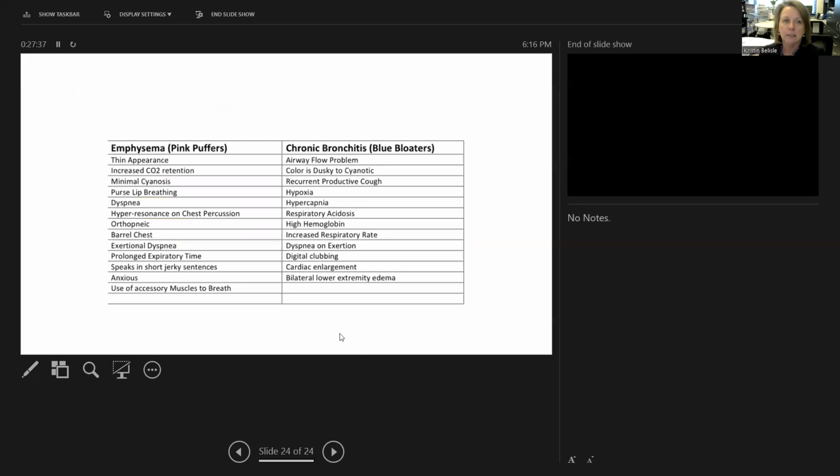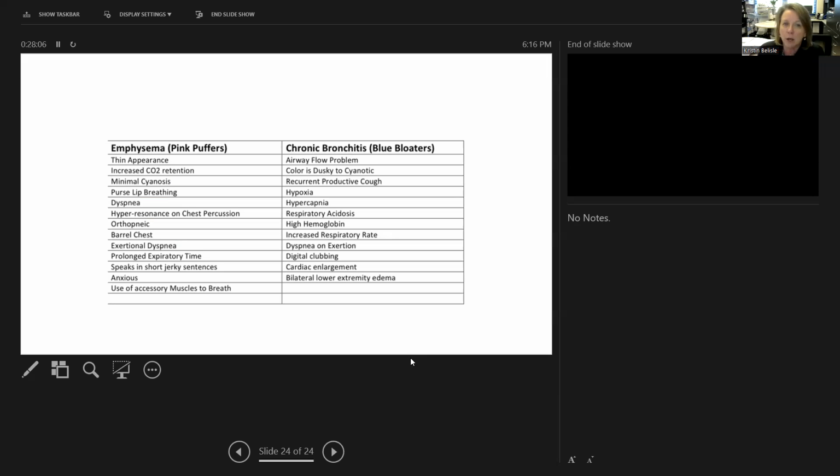And last but not least is this slide, and I love it. It's a great one to look at when you're making your list. For my students, they need to go through the chapter, the pages I've assigned, and read through. If they don't know a word, or what I'm talking about, or what the book's written about, look it up because this is the medical terminology. But the pink puffer will be thin in appearance. They'll have an increased CO2 retention.